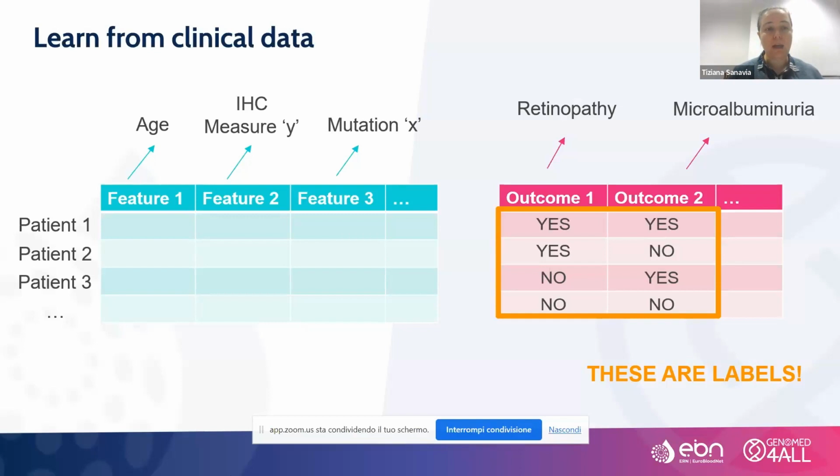On one side, we have the features that are used by the model to build the rule. On the other side, we have what we call the outcome. So, for example, a specific clinical event that describes the prognosis of the patient. And each outcome has a label. For example, the outcome, the event happened or not.